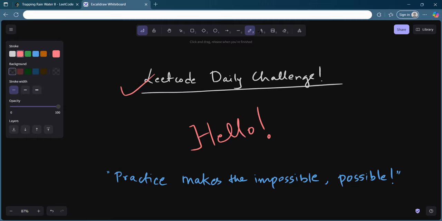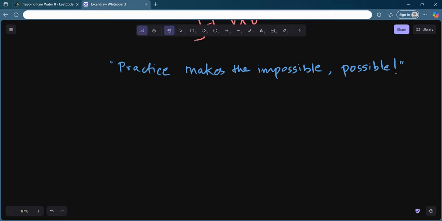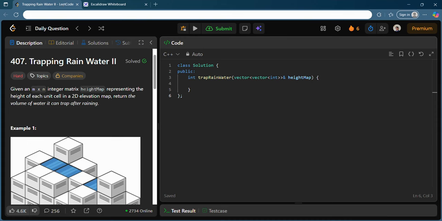So let's see today's daily challenge on Leetcode and let's try to solve it together. So today's challenge is definitely a little bit difficult one, but first let's understand the problem.